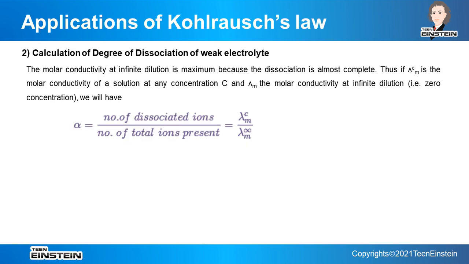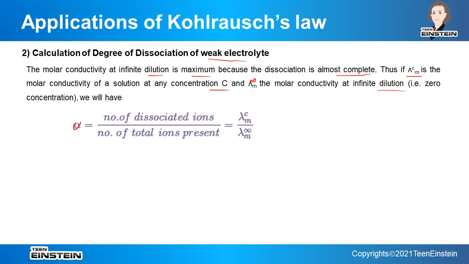Second application, calculation of degree of dissociation of weak electrolyte. So weak electrolyte, it is never completely dissociated. So molar conductivity at infinite dilution, it is maximum because dissociation is almost complete, near 100%. So suppose lambda mc is the molar conductivity of a solution at any concentration C, and lambda m infinite, that is the molar conductivity at infinite dilution. That means concentration is now 0.